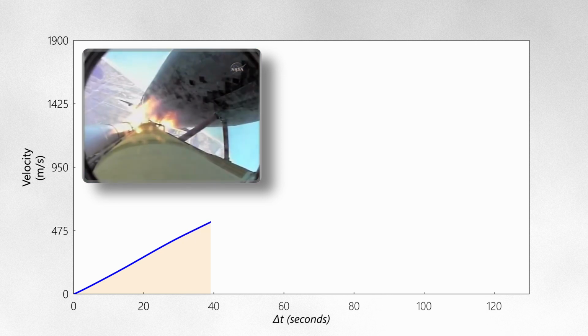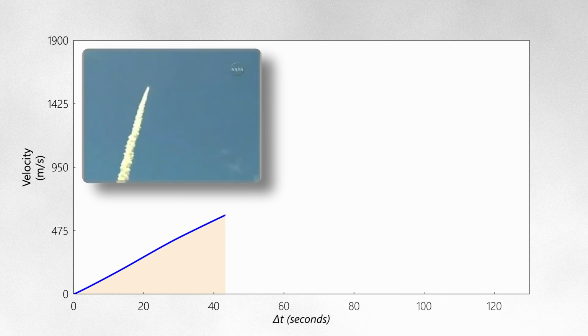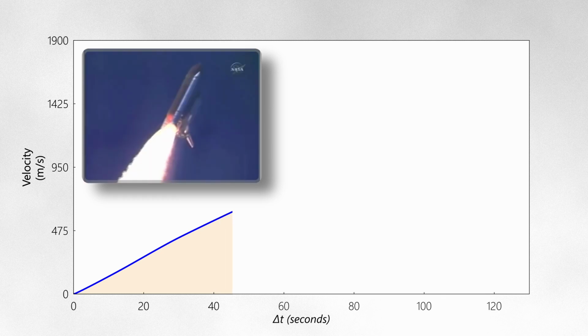Discovery's 3 liquid fuel main engines now throttled back to 67% of rated performance, reducing the stress on the shuttle as it breaks through the sound barrier. Discovery already 3.5 miles in altitude, 1.5 miles downrange, traveling almost 750 miles an hour. Everything looking good on the bird.